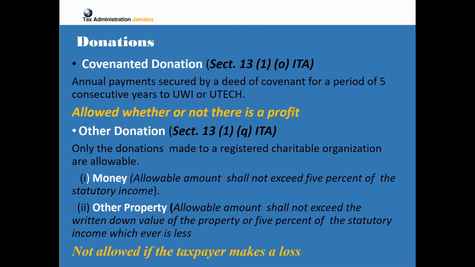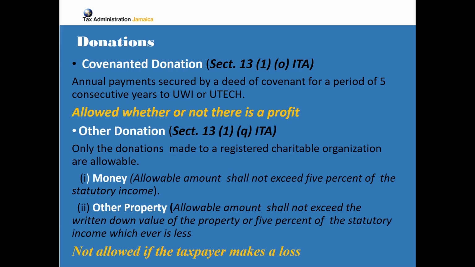It must be consecutive payments of equal amounts for 5 years, folks, and you will be allowed it as an allowable deduction. And in this case, it matters whether or not you make a profit. So we are encouraging people to be charitable. Jamaican tax people, or people paying taxes here in Jamaica, are charitable people. So please, this is why you get a donation here as an allowable deduction. Give generously.